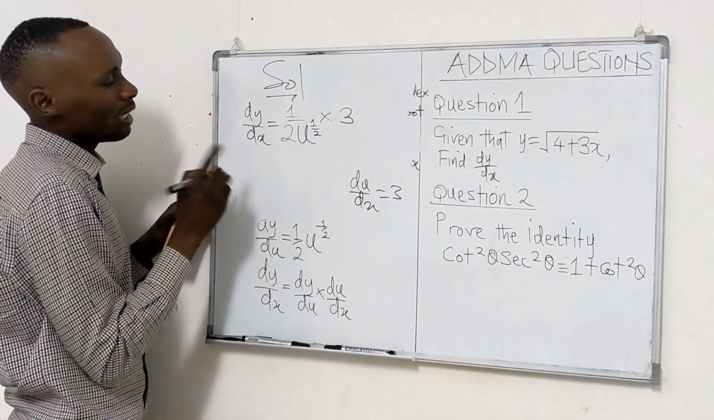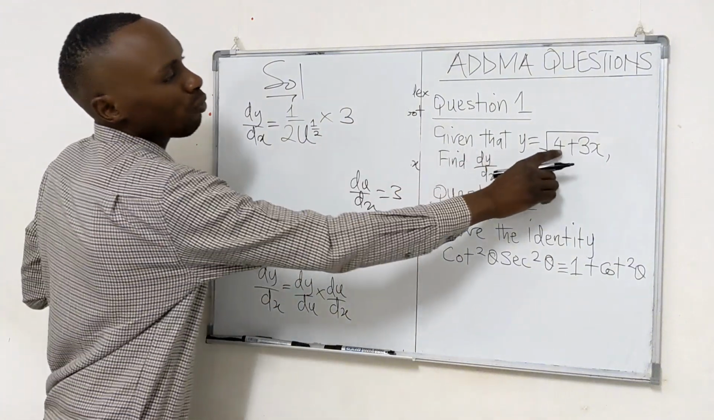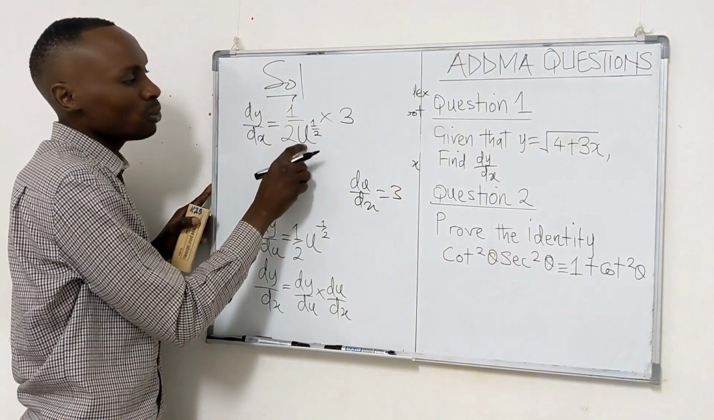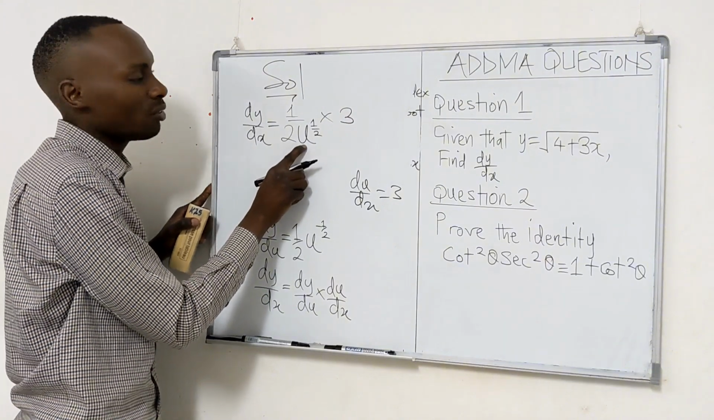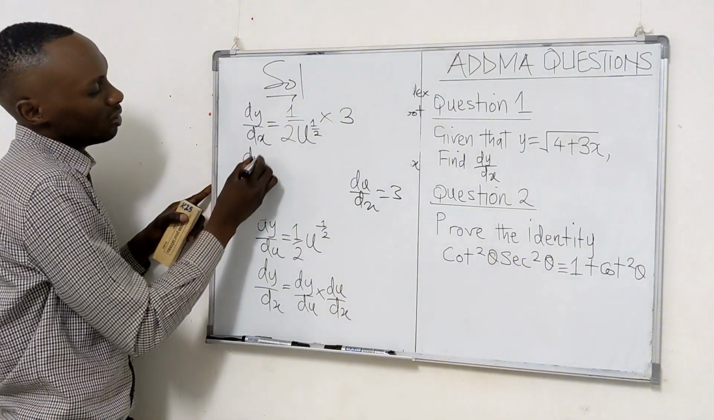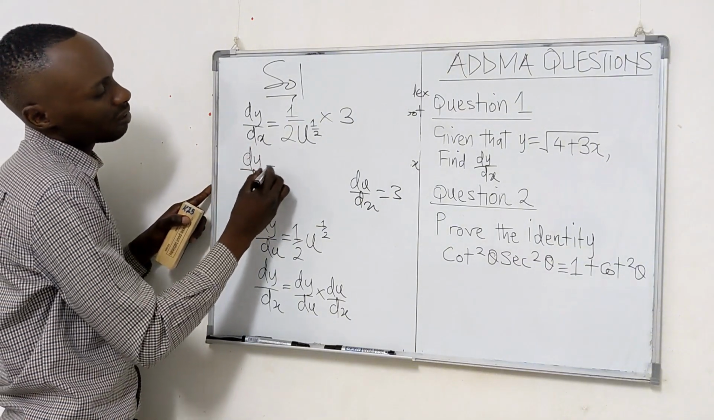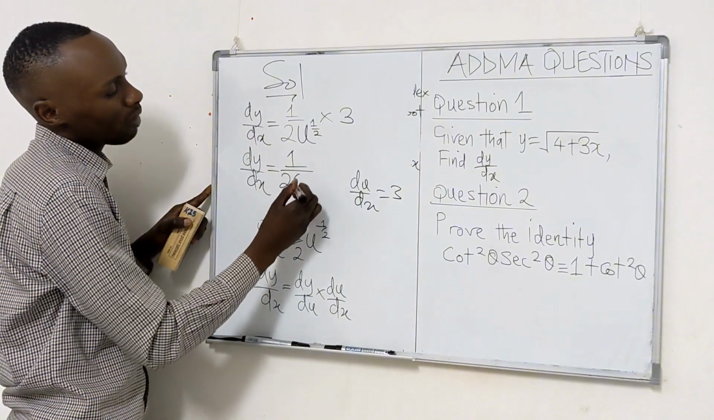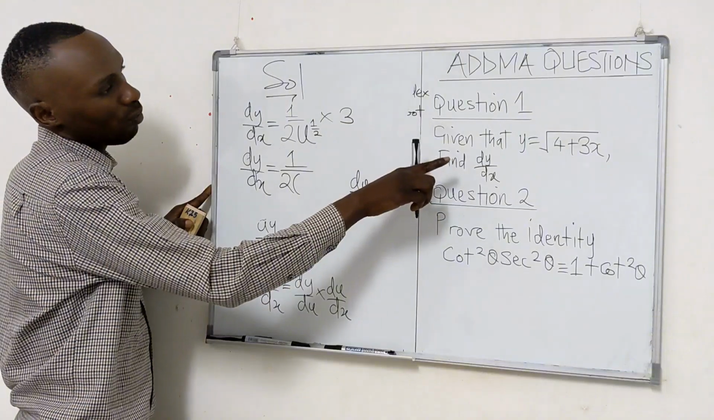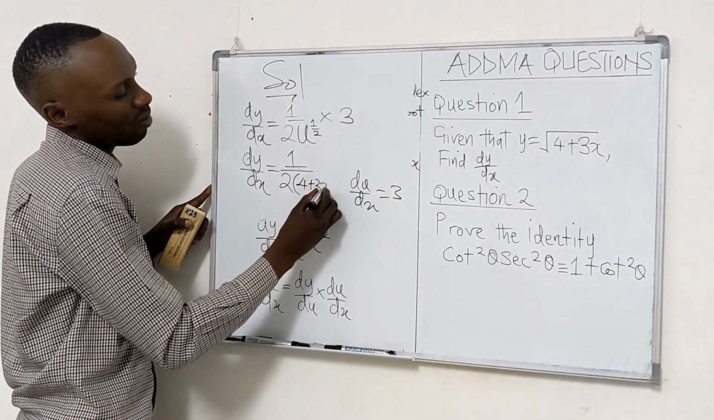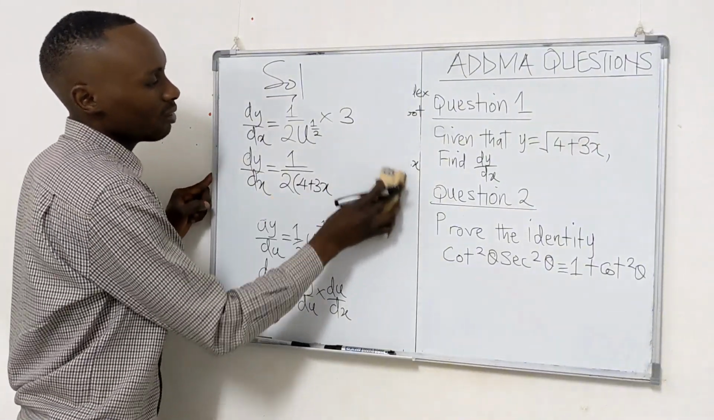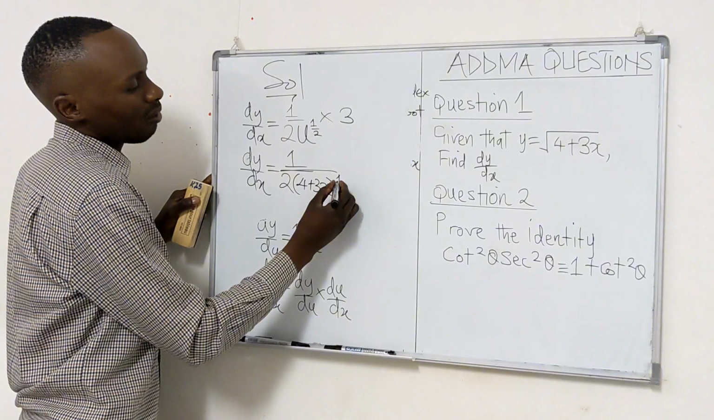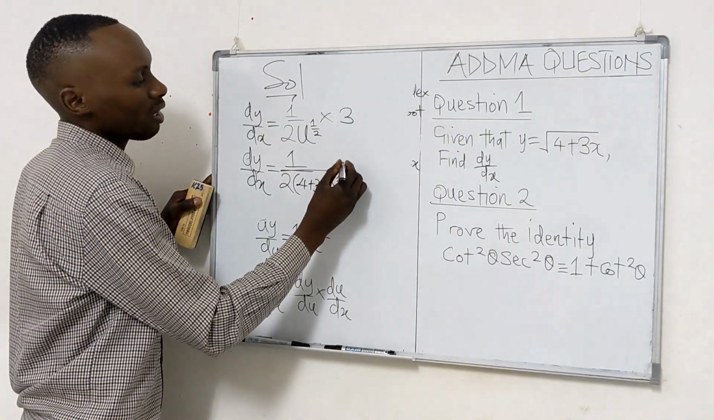Now remember, since we let u equal to 4 plus 3x, it is now time we get back our function. So on u, we are going to put 4 plus 3x on the next stage. So dy/dx is equal to 1 over 2, open bracket, 4 plus 3x, close bracket, then power half, then all these times 3.